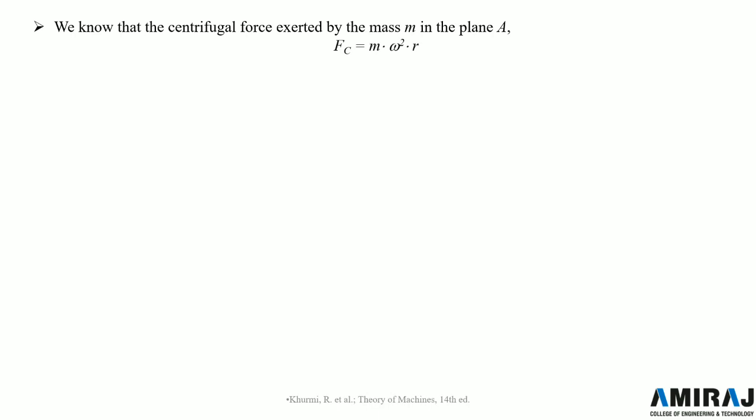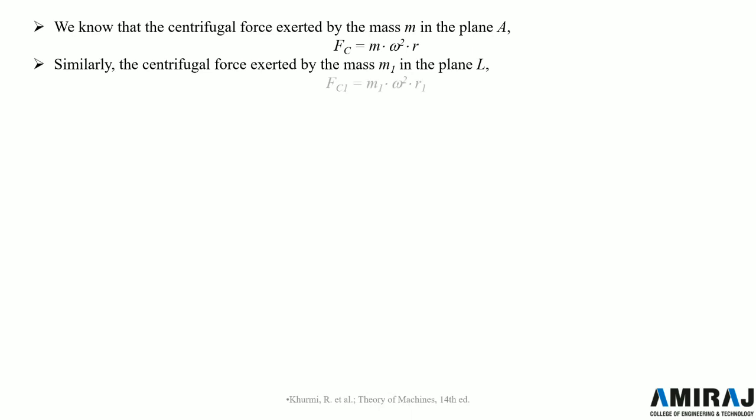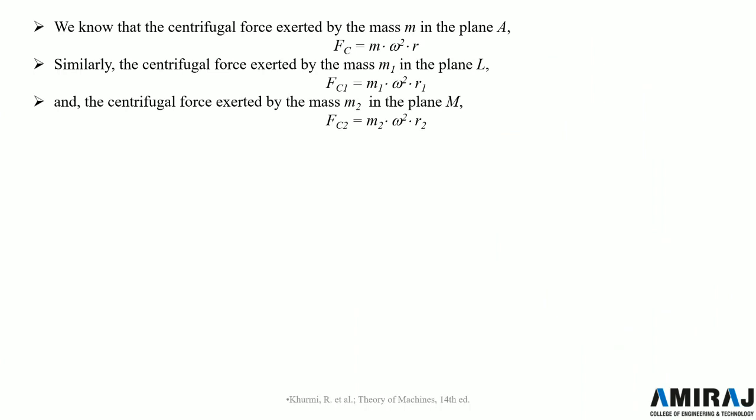So first, Fc will be acting on in plane A to the mass m. Similarly, centrifugal force will be exerted on m1 at a plane, that will be m1 omega square r1, and the centrifugal force exerted by mass m2 in plane m will be equal to Fc2, m2 omega square r2.